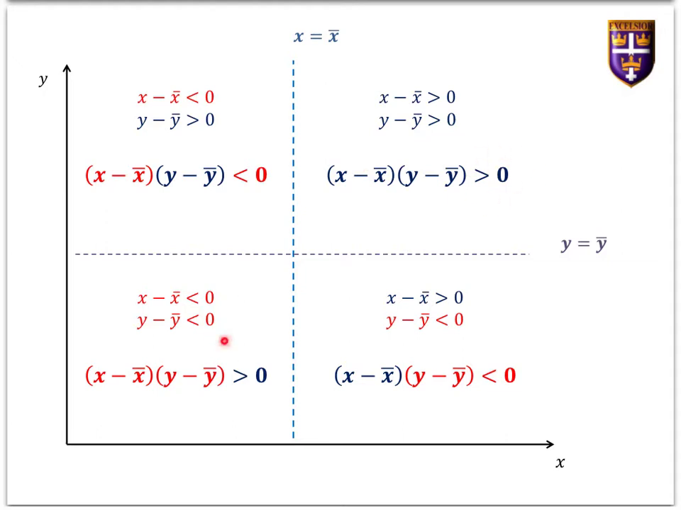If you think about a point over here, say for example, this is going to have an x coordinate less than the mean of all the other x's, and it's also going to have a y coordinate less than the mean of all the y values. So they both give me negative results.